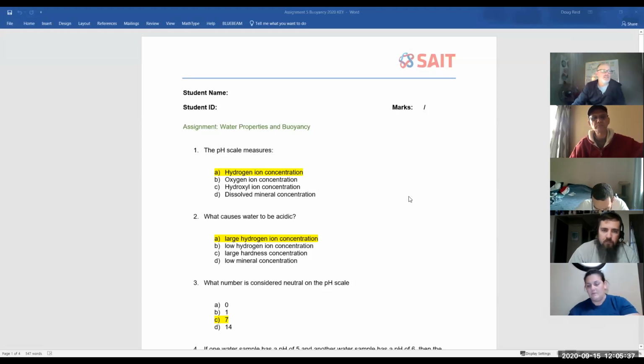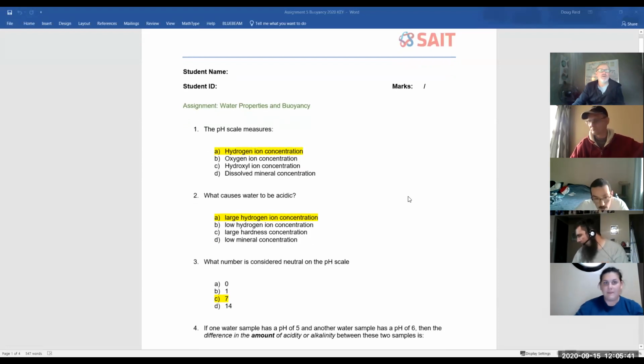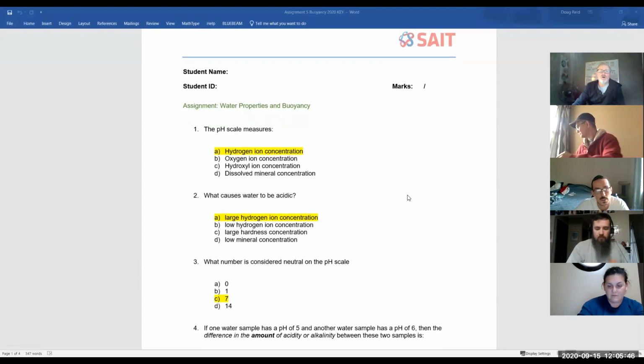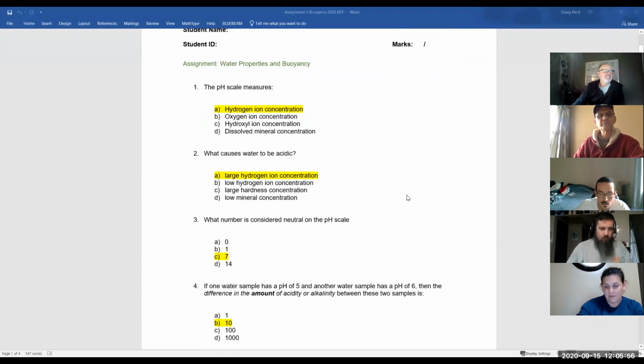Okay, can everybody see the assignment 5? Yes. Water properties and buoyancy. So what I'm going to do is I'm just going to scroll through this here with you and stop if you have any questions. How's that? I'm good with that. All right.